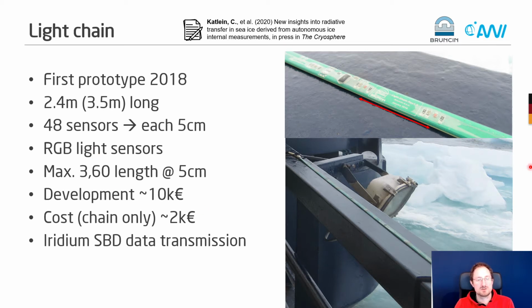Here on the top you see a picture of this chain, and these little red dots are what are actually the sensors. These are RGB light sensors, meaning that they are multispectral in characteristics. The development costs around 10,000 euros, and the cost of the chain only is about 2,000 euros. So this is all following a low-cost approach to make this technology as accessible as possible. Of course, then data transmission has to be typically handled through Iridium short burst data, like for most other buoys as well.